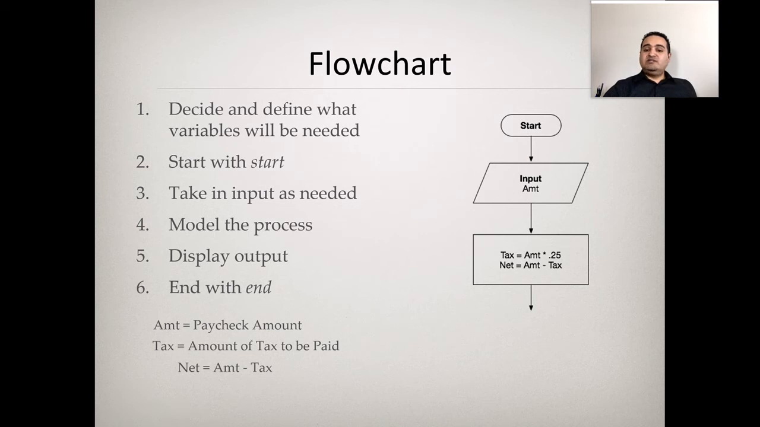Now we need to display what we just calculated. To display, they said we need to display the output. So our output in this case, they want us to show the tax, and they also want us to show the net pay. So show the tax and the net pay, and the last step is to end it with a terminator shape. Very good. So this is very simple.